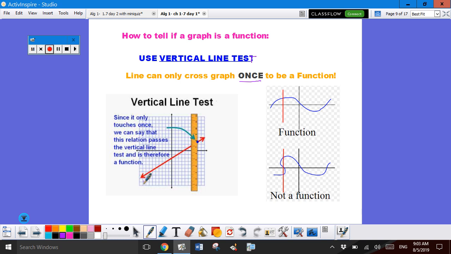Notice how if I look at this line, it's only touching once. That is a function. Okay? Look at the red line. The red line only crosses the blue line once. This is a function. However, if I look at this one, it's crossing 3 times. It is not a function. Okay, it is not a function.